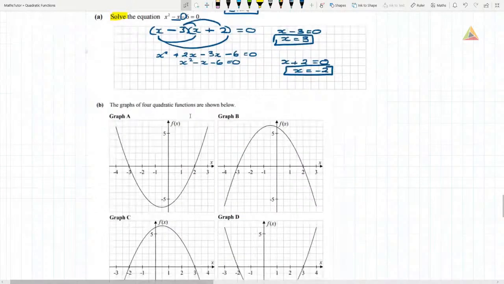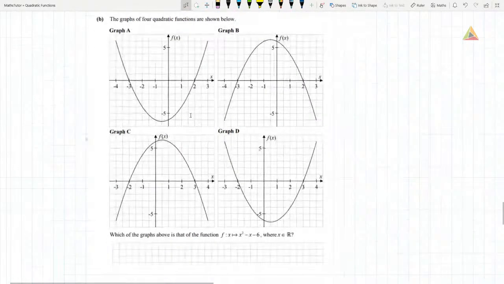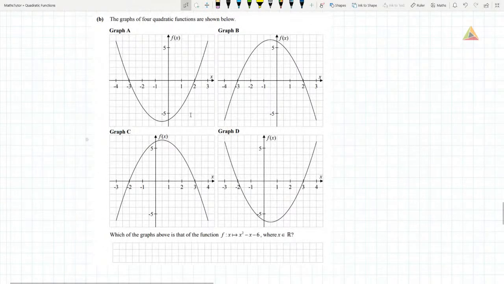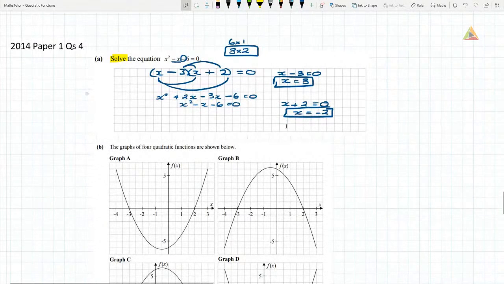So part B of this question says the graphs of 4 quadratic functions are shown below. Which of the graphs above is that of the function f of x goes to x squared minus x minus 6, where x is an element of R? So this function that they're asking me about here is the quadratic that we were looking at in the first part, x squared minus x minus 6.